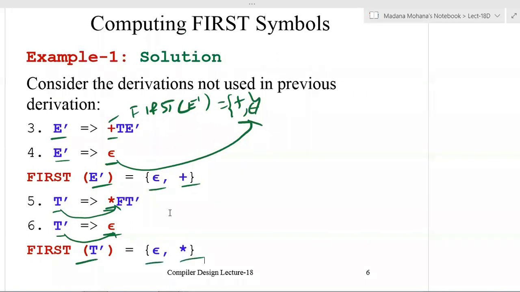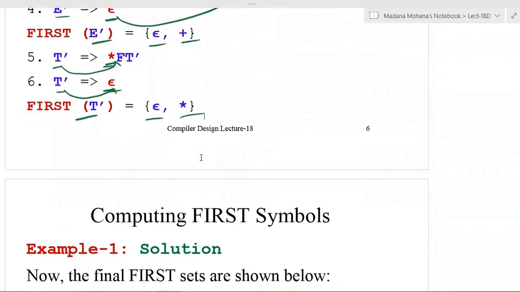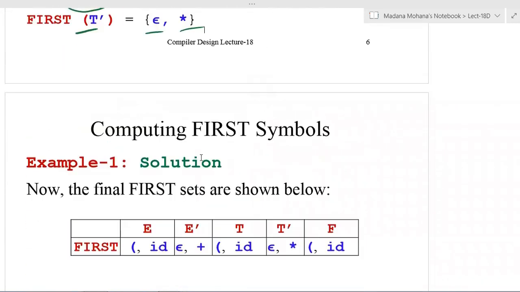So like that you can find the first values by seeing the terminal at the start of the derivation. If it is a variable, then you find that variable's first values, again substituting like this. Finally, the final first sets are shown below for all the variables in the grammar, that is E, E', T, T', F, which we obtained above by using the direct definition.